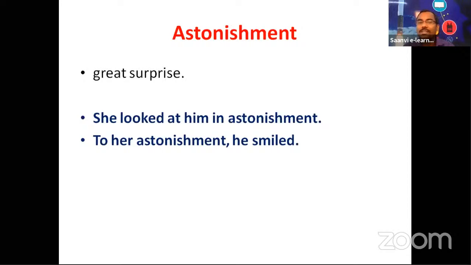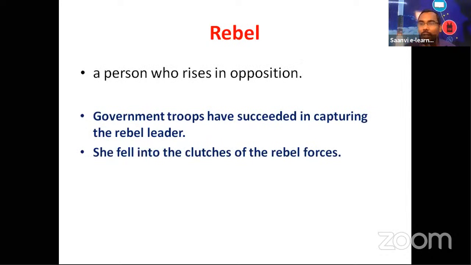Astonishment, a great surprise. It means she looked at him in astonishment. It means she looked at that particular person in great surprise. Rebel, a person who opposes. That is what you have to understand. A person who opposes a system.